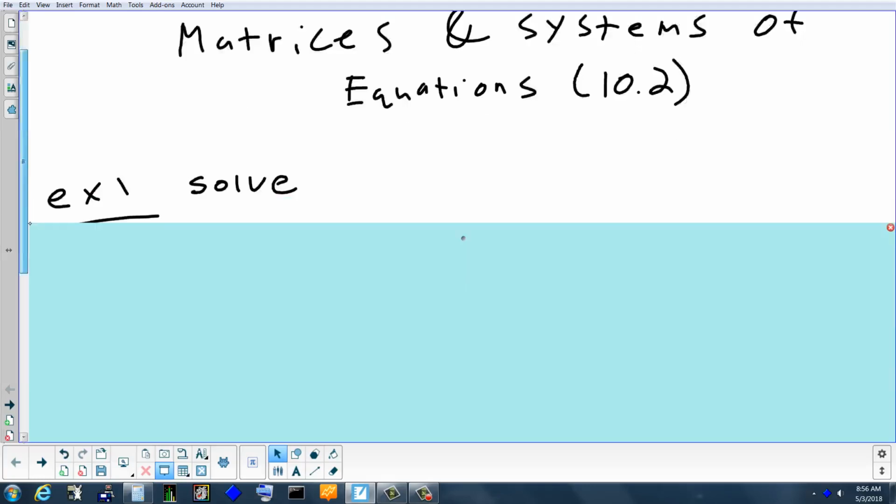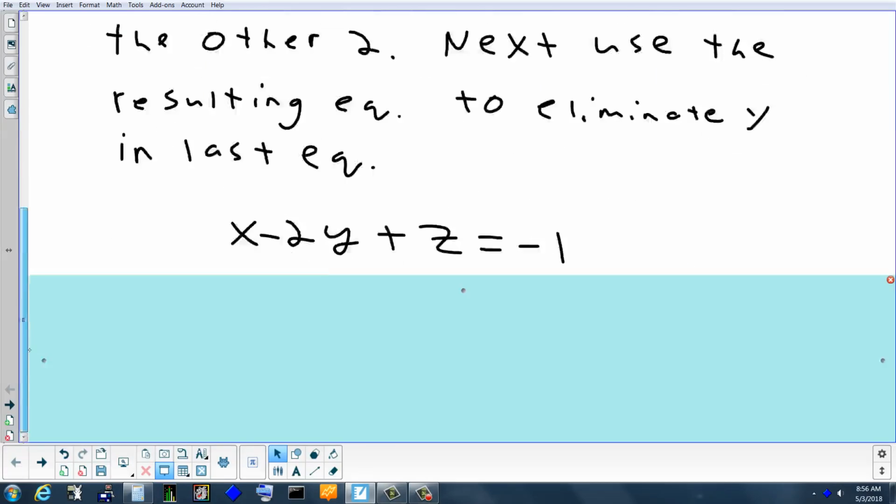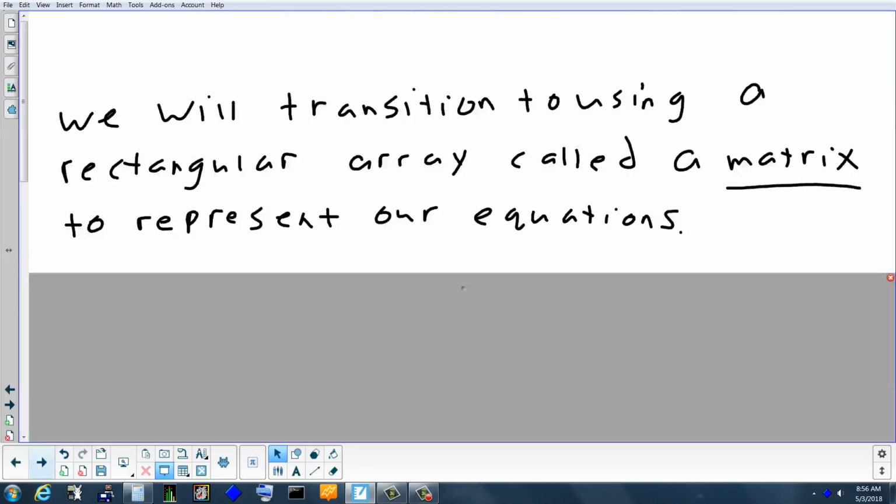This one, I think I'm going to skip over this one, so don't worry about this one. I want to just jump right into what's a matrix.